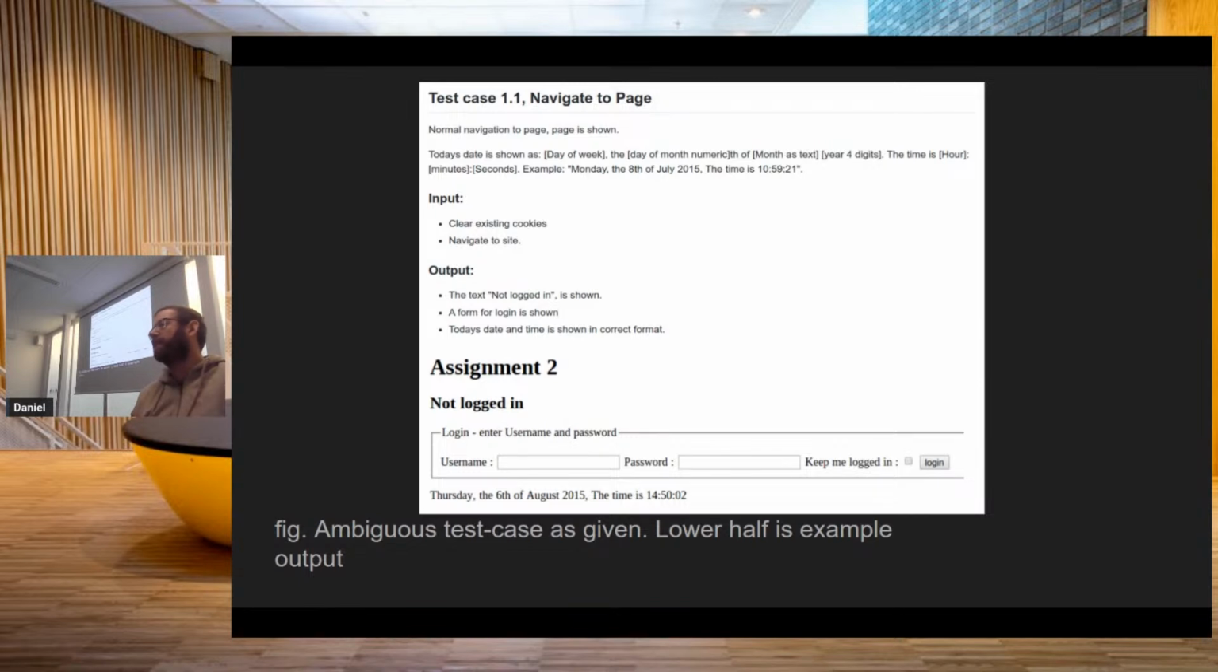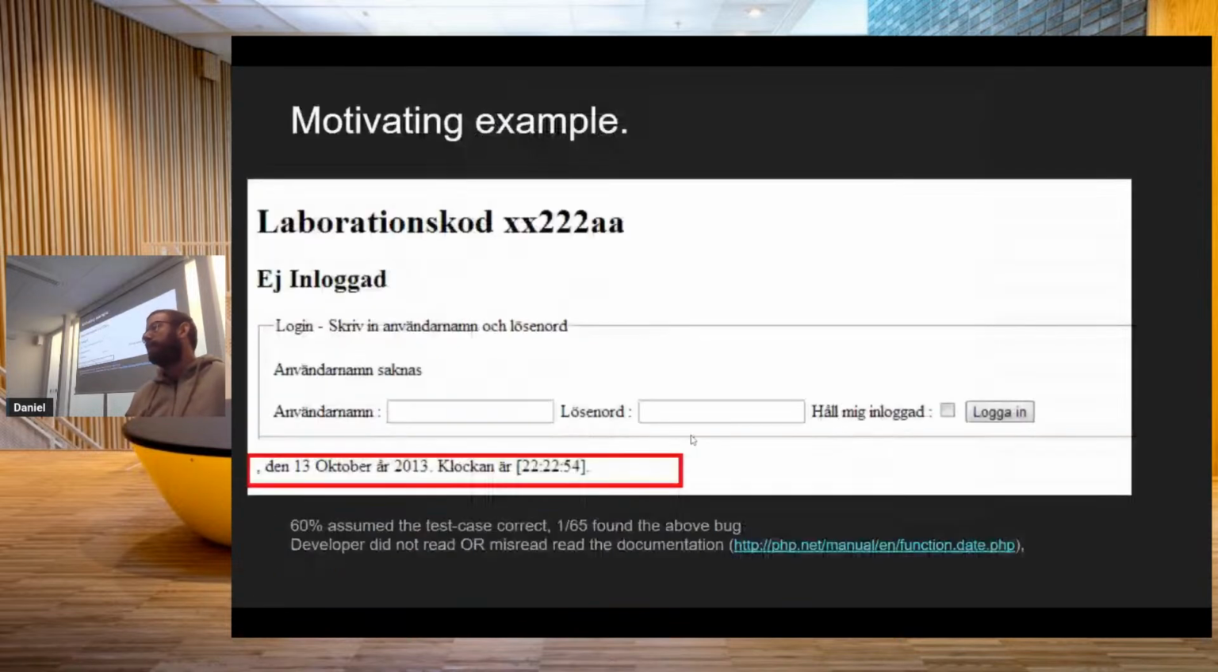Would you expect the results? Could you do this? If I gave you this, could you check this test case? Run the test case. Yeah. Everyone? No, you don't need to enter anything. Clear existing cookies, navigate to the site, look for the different things. Okay, so this is what a student sent to me.